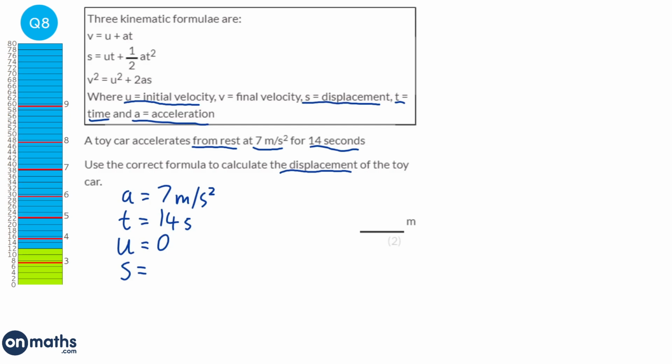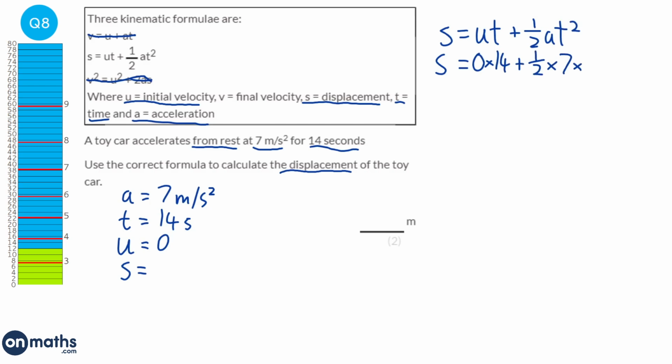So notice we don't have a v, so we're not using that top one, we're not using that bottom one, so we're going to be using that middle one. So we write the formula out, s equals ut plus half at squared. Now we're looking for s, so let's leave the s there. u is 0, so it's going to be 0 times 14 plus half times the a, which is 7, times the 14 squared. Put that into a calculator and you get 686. So the displacement is going to be 686 meters.